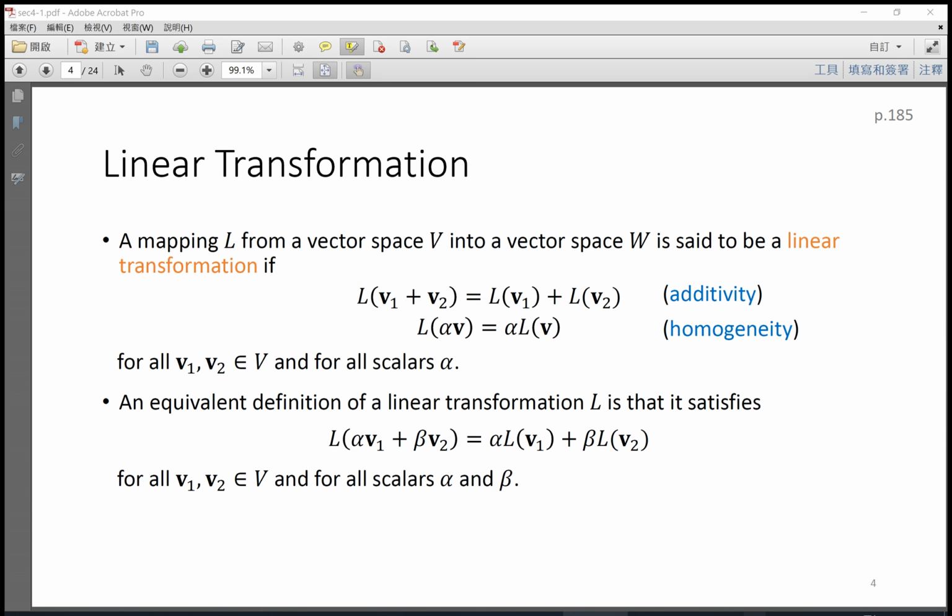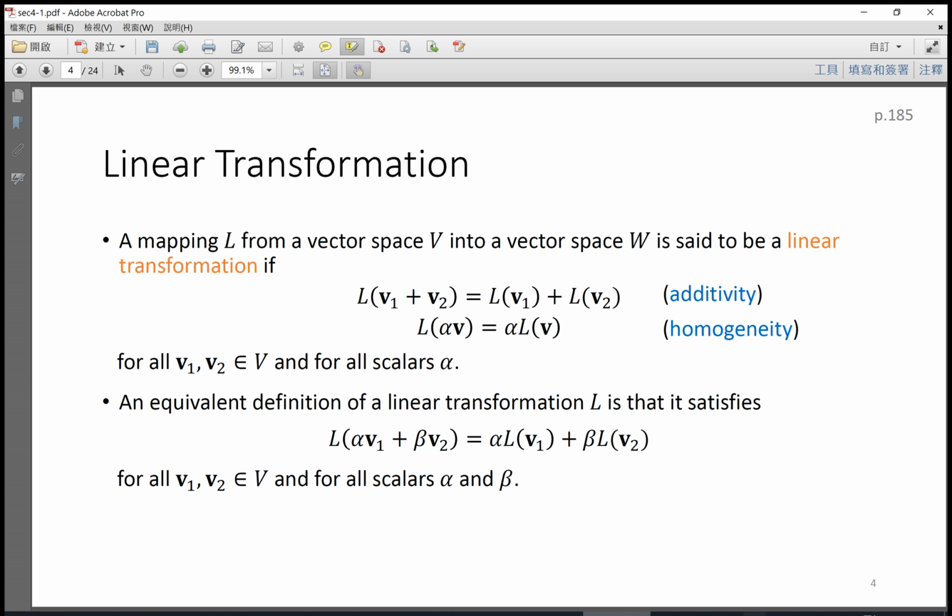For the additivity property, on the left-hand side, the linear transformation is applied after the vector addition, while on the right-hand side, the linear transformation is applied before the vector addition. The equality means that the linear transformation preserves vector addition, since it does not matter whether the linear transformation is applied before or after the vector addition.